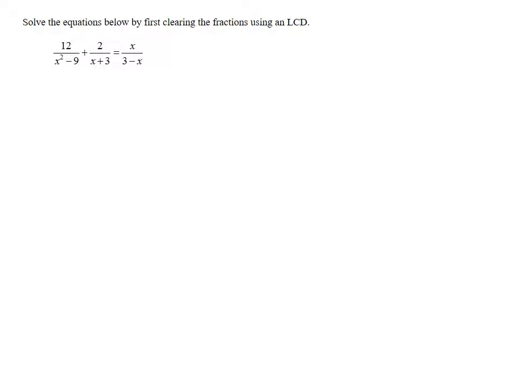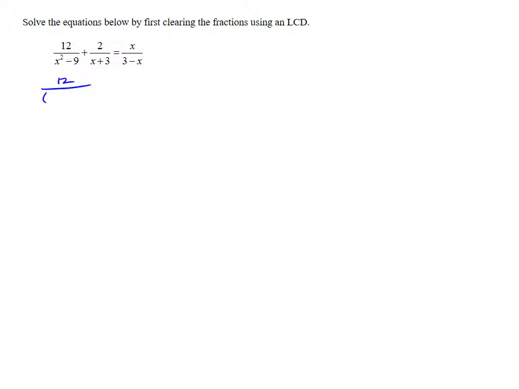Here's another example, this one with slightly more interesting denominators. Our equation is 12 over x squared minus 9 plus 2 over x plus 3 equals x over 3 minus x. Well, because they're more complicated, we would want to look at the factorizations of these denominators to find their LCD. So I'm just going to rewrite this equation with factored denominators.